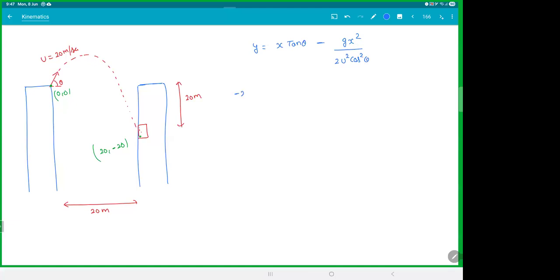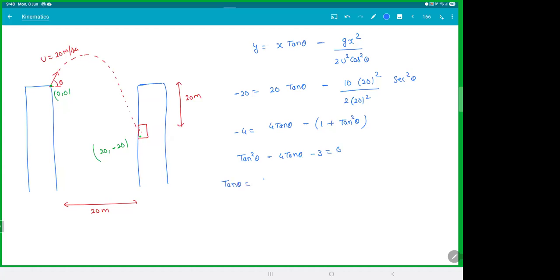Y coordinate is minus 20. X coordinate is 20. Tan theta. G is 10 and X is 20 square. And this is 2 and 20 square. 1 over cos square theta is sec square theta. 20 goes, so 5 minus 4 tan theta. Sec square theta is 1 plus tan square theta. There you get a quadratic in tan. Tan square theta minus 4 tan theta minus 3 is equal to 0.